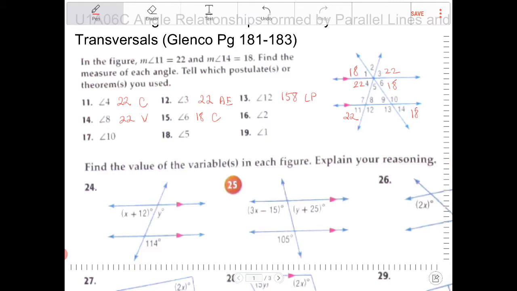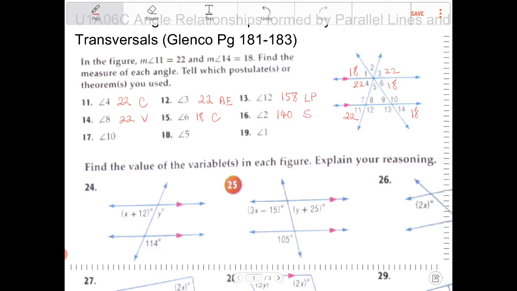And since I know angle 1 and angle 3 are 18 and 22 apiece, I can now solve for angle 2 because all three angles are going to be supplementary. So 18 plus 22, that will be 40. The remaining is 140. So angle 2 is equal to 140. And this is because the three angles are supplementary.